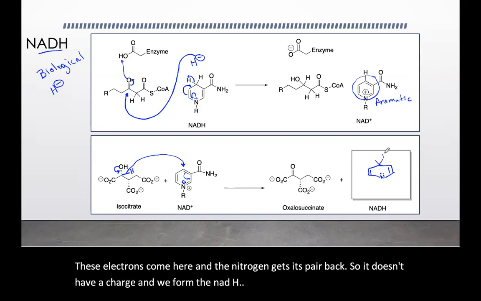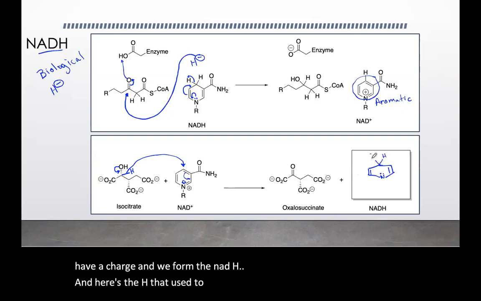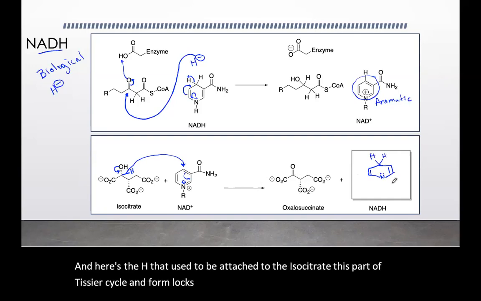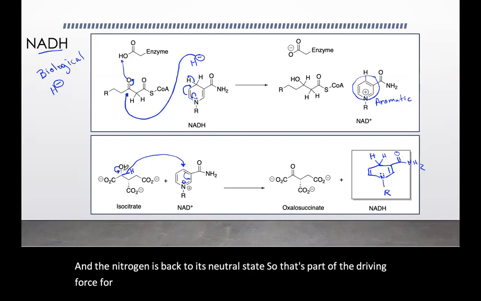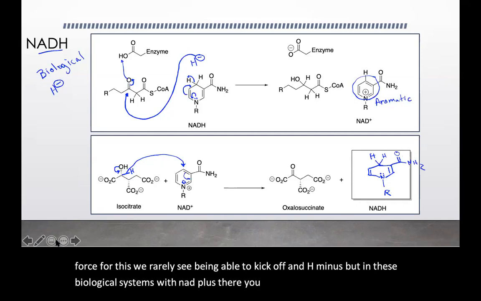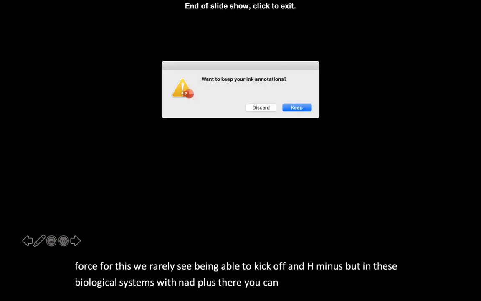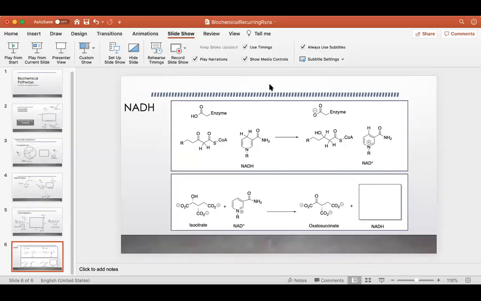And here's the H that used to be attached to the isocitrate, this is part of the TCA cycle, and we form oxalosuccinate. And now let me put my carbonyl on here. And the nitrogen is back to its neutral state, so that's part of the driving force for this. We rarely see being able to kick off an H-, but in these biological systems with NAD+ there, you can drive this forward. So those are the main reactions that we're going to see for these pathways.